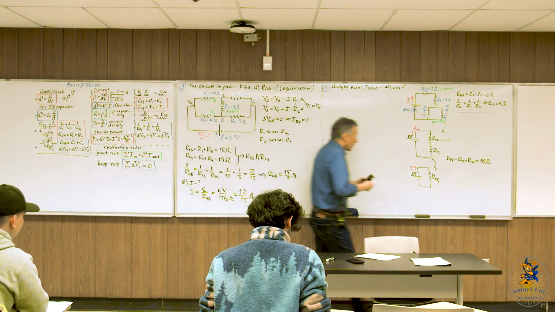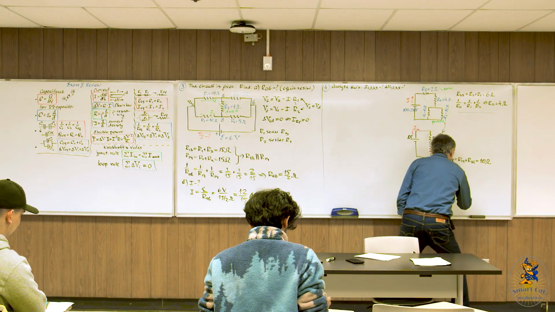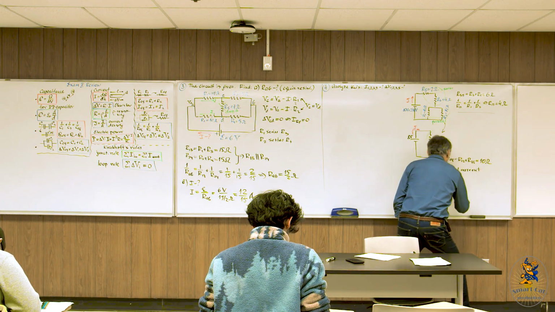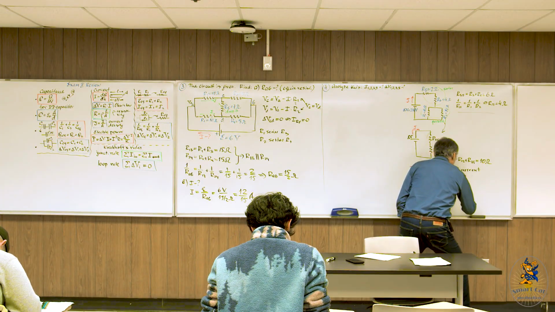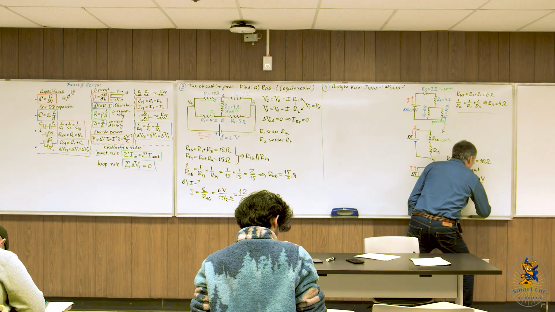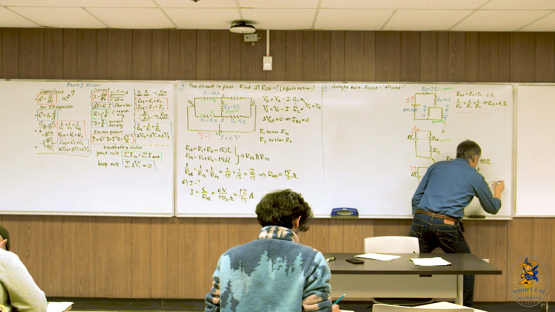Okay. So now we can find at least something. So I can write the total current taken from the battery: delta V across the battery divided by R equivalent. So it will be 24 volts divided by 10 ohms, 2.4 amps.